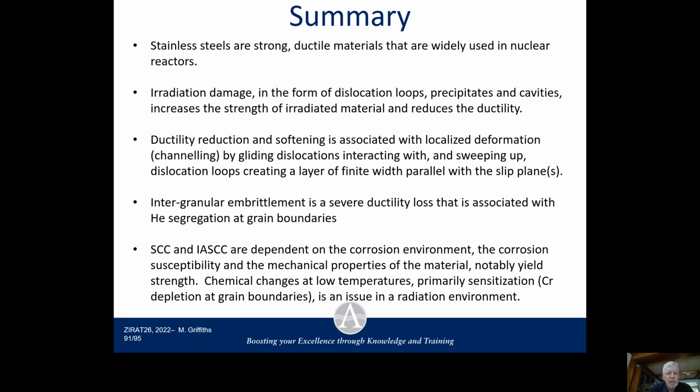Intergranular embrittlement is severe ductility loss that is associated with helium segregation at grain boundaries. SCC and IASCC are dependent on the corrosion environment, the corrosion susceptibility, and the mechanical properties of the material, notably the yield strength. But in the case of chromium depletion, it would also be the propensity to have chemical or corrosion attack at the grain boundaries.